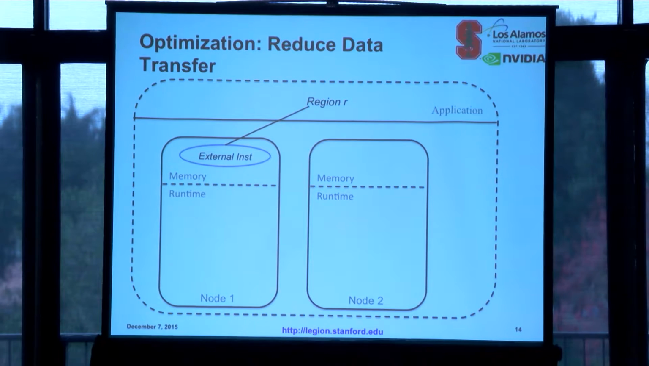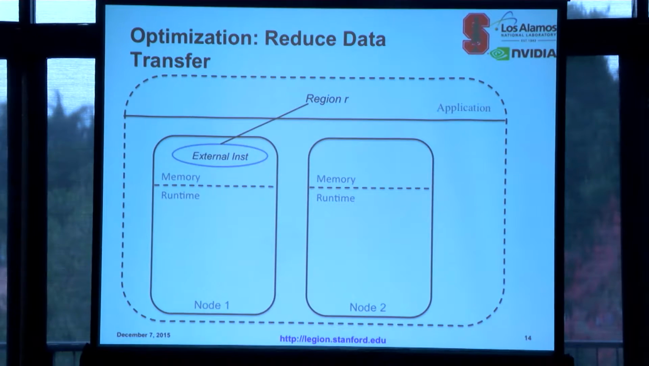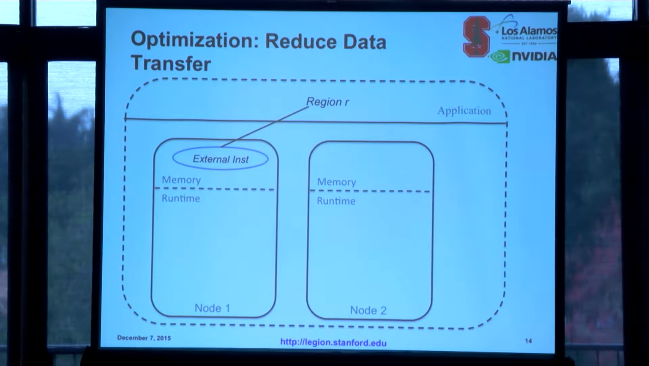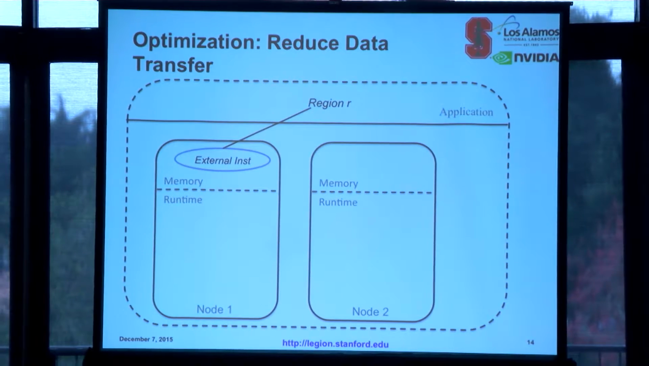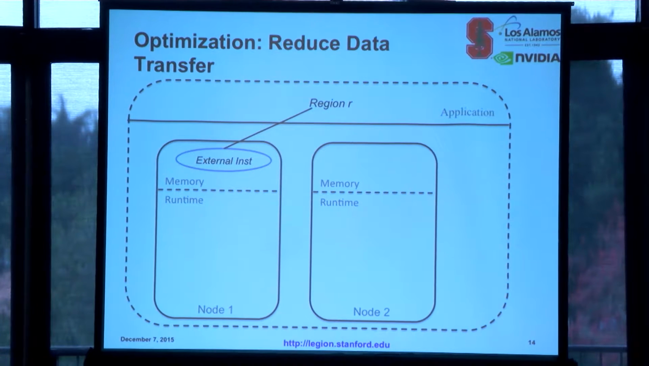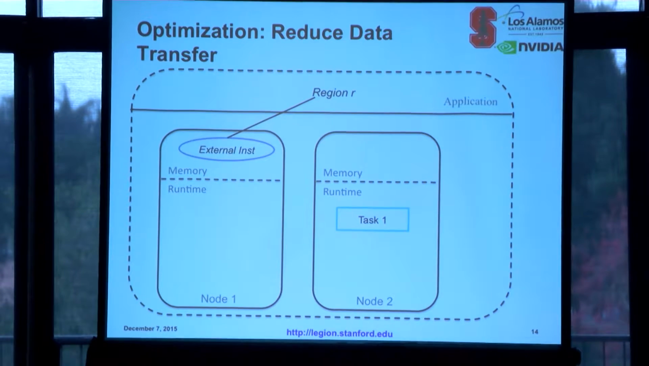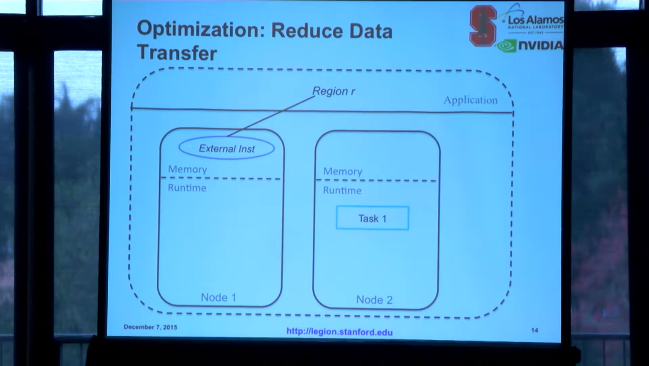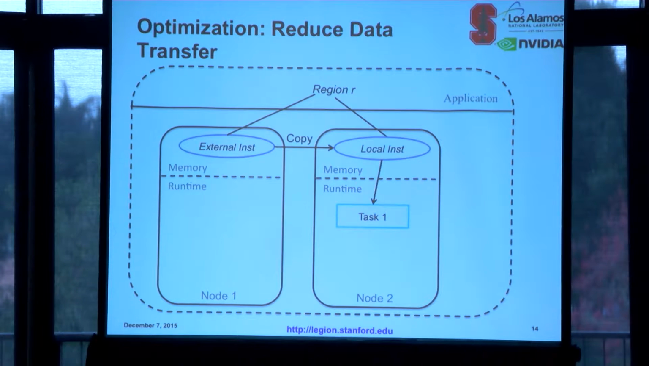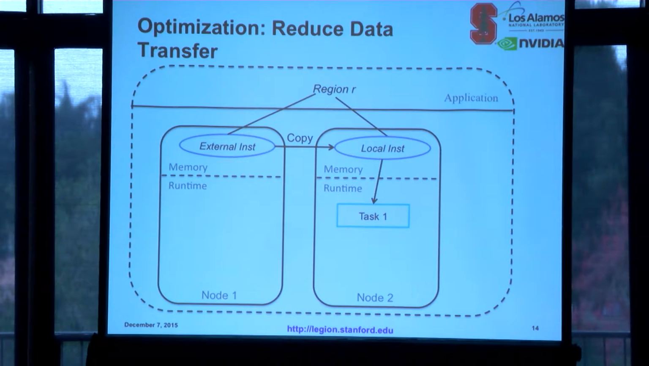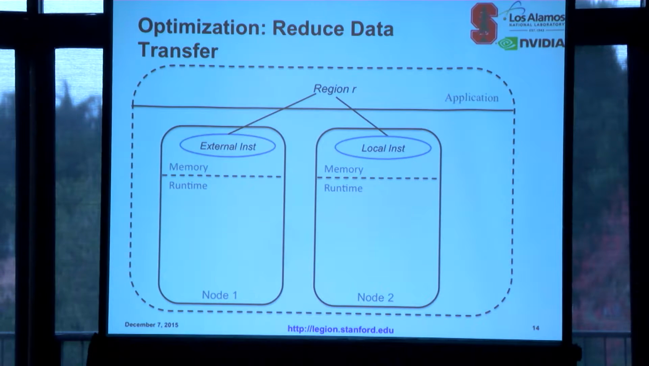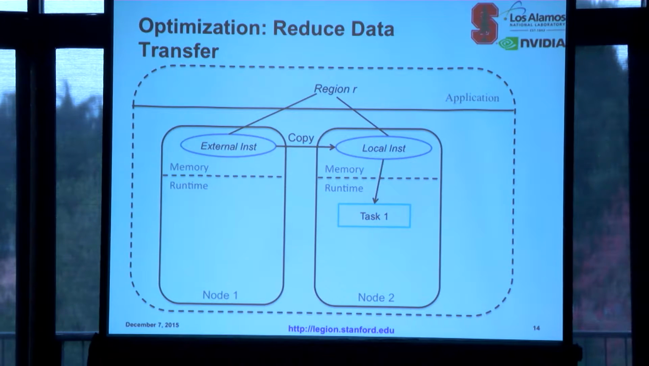And the second optimization is reducing data transfer. Assume that in the application, the region is attached with some external instance on node 1, and there are tasks that need to be executed on node 2 for parallelism. The acquire and release operations allow the Legion runtime to make some local copies. So the Legion runtime could just copy the external instance to node 2. And as a result, the task could just use the local instance.